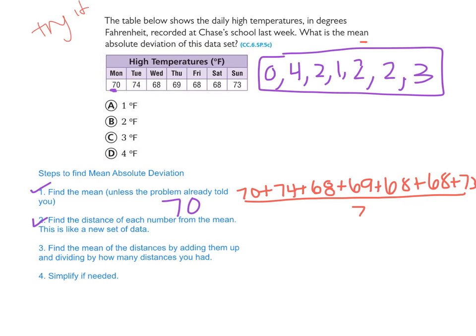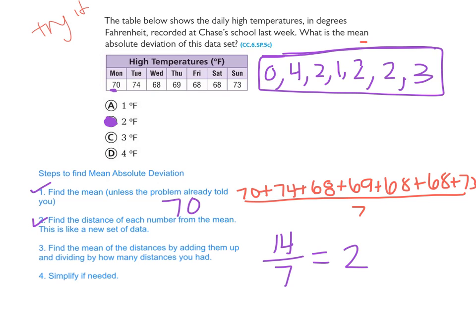Step 3, find the mean of these distances by adding them up and dividing by how many you have. So I have 0 plus 4, 4, 5, 6, I'm just adding these up, and I have 14. And then it says divide by how many there were, which is 7. 14 divided by 7 equals 2, which is simplified. And that is one of our options. So our answer is B.